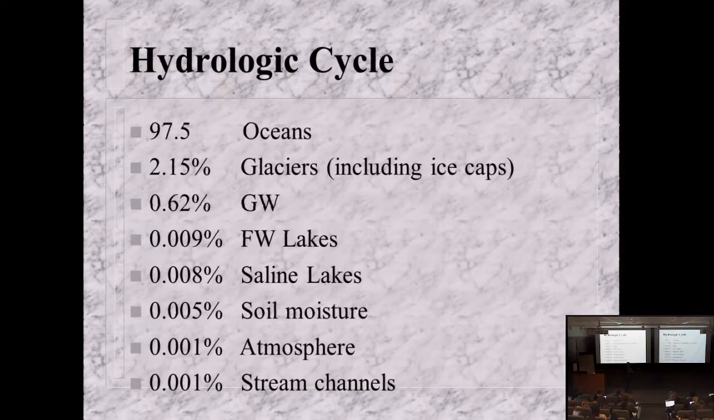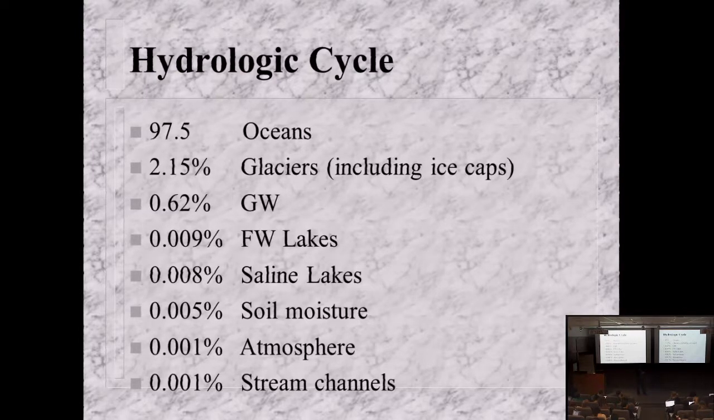FW stands for fresh water. So 0.009% of water is in freshwater lakes. Again, you don't need to memorize these numbers, but just understand that the things that we go to draw water are minuscule reservoirs.